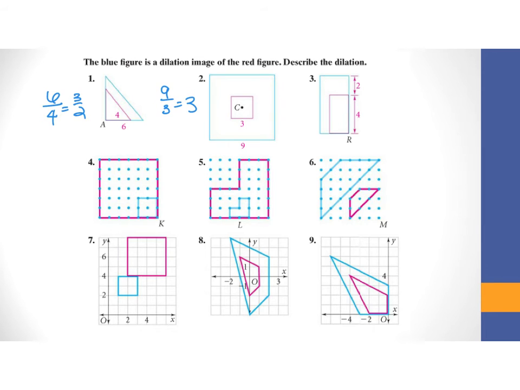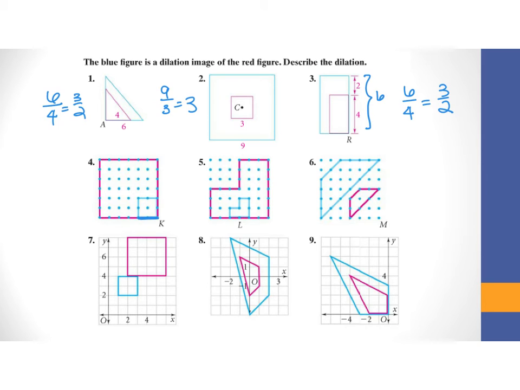For number 3, it doesn't give me the total size or side length of the blue, but I can see that this right here is really going to be 4 plus 2, which is 6. And the blue image is bigger, so this is going to give me 6 divided by my original height, which is 4, or 3/2.